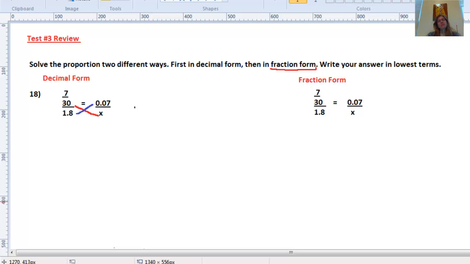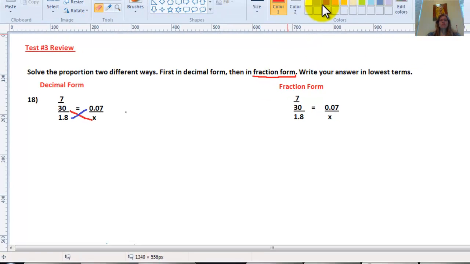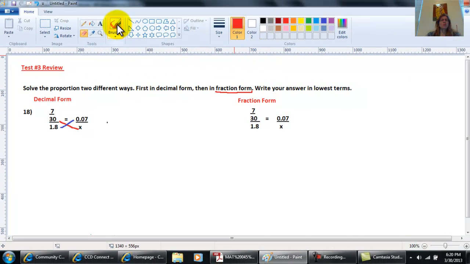Alright, this is problem number 18, where it's asking you to solve the proportion in two different ways. The first in decimal form, and the second in fraction form. And what that means is, for the decimal answer, you're going to transfer everything into decimals to solve it. And for fraction, everything has to be fractions to solve it. So for the decimal form, you'll have a decimal answer, and for the fraction form, you'll have a fraction answer.